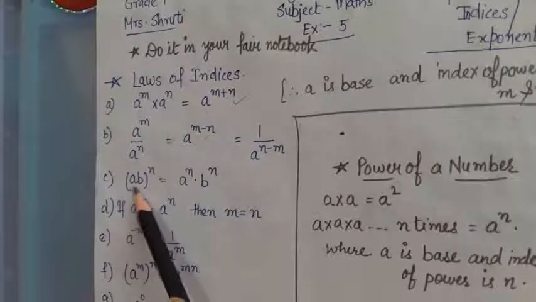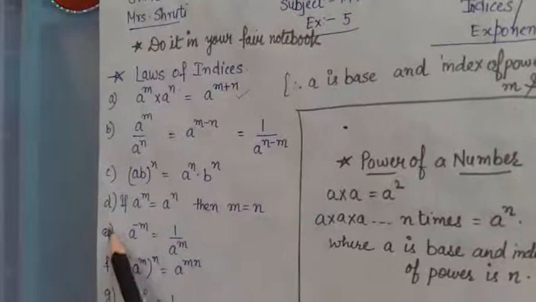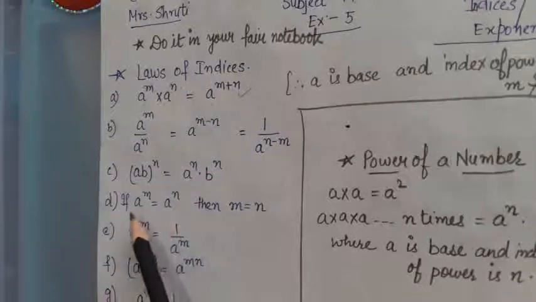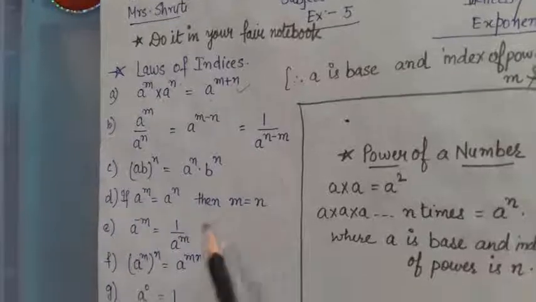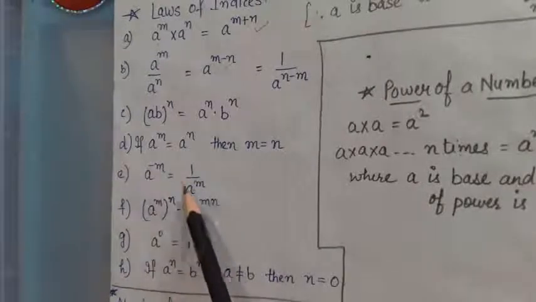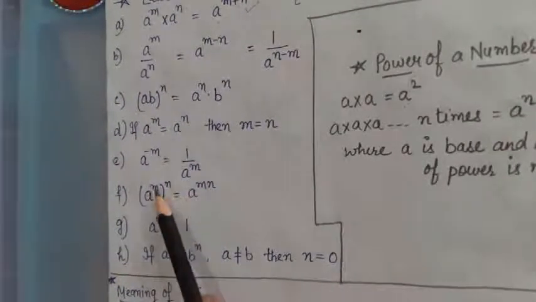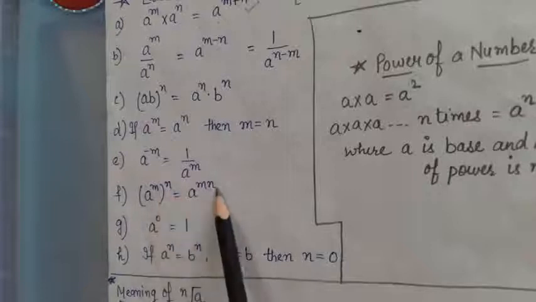Now see, a b raised to power n means do the multiply with single: a raised to power n into b raised to power n. Next is if a raised to power m is equal to a raised to power n, now see, if base is equal, then power will be also equal. Next, if a raised to power minus m, if minus is given to you, it means it will be reciprocal. If a raised to power m of n, both will be multiplied with each other. So m into n is mn.